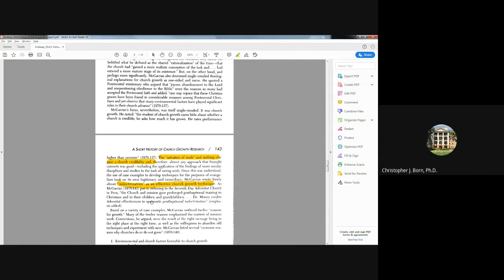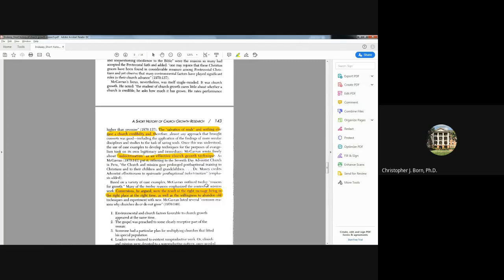And he goes through, but focuses also on, it's not just about keeping your youth, but it's also about conversions. And so he's saying there are 12 reasons, and emphasizes the context of mission work. The conversions, he argued, were the result of the right message being in the right place at the right time, as well as the willingness to abandon old techniques and experiment with new.